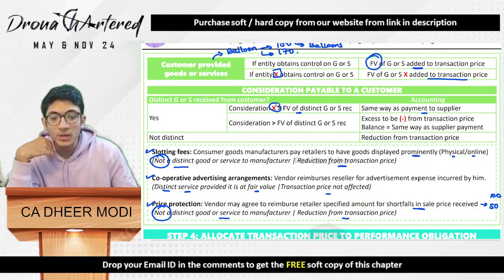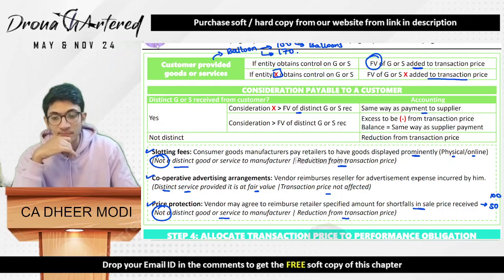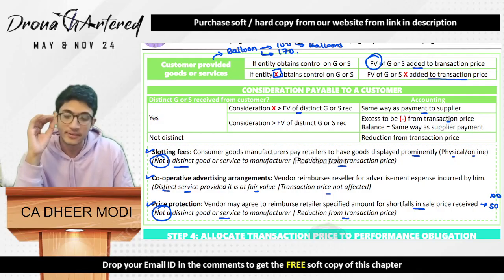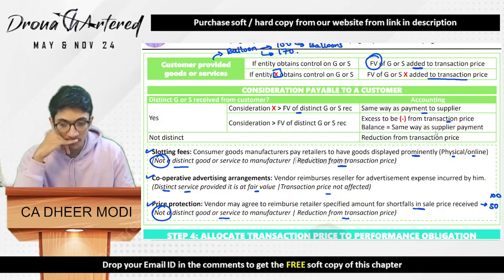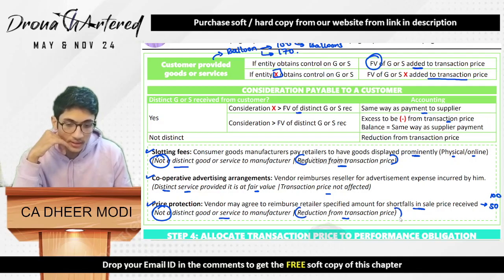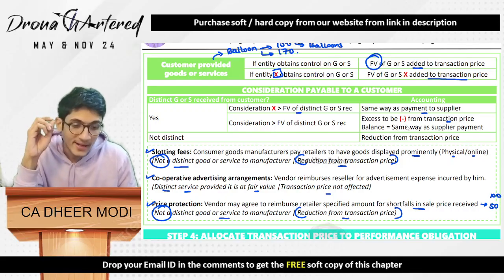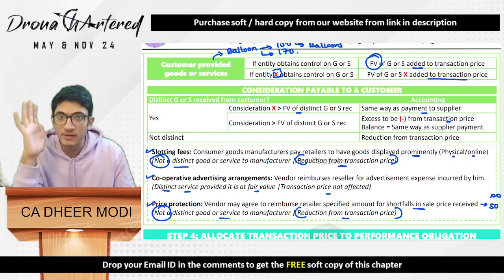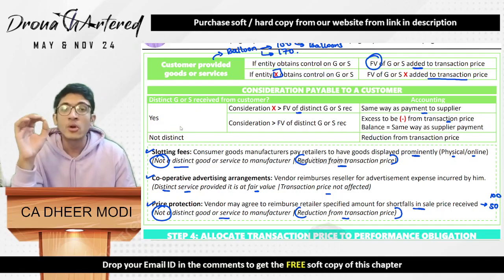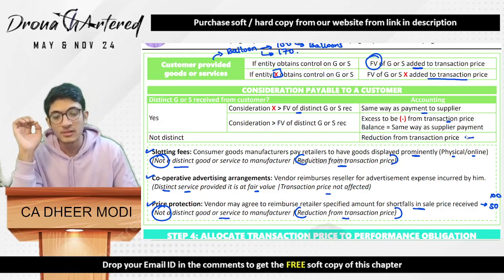However, if the consideration that you are paying is greater than the fair value of the distinct good or service, then in such a case, the excess has to be subtracted from the transaction price. If there is any excess, that will be reduced from the transaction price. Okay, therefore over here we were saying you will have to reduce this from the transaction price. Sorry, this is for non-distinct. And the balance will be the same way as the supplier payment. So only the excess will be reduced from the transaction amount. The balance will be shown as normal payment to a supplier. And second, if it is not a distinct good or service, then it will automatically be reduced from the transaction price. I hope this is clear to you.